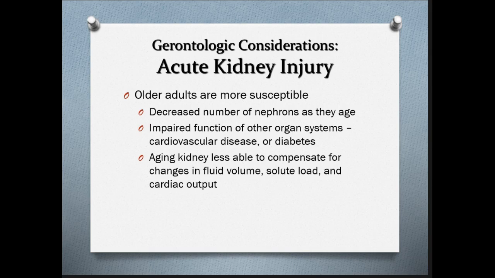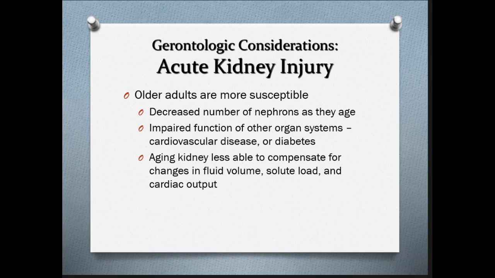Oral phosphorus binding agents such as calcium carbonate or calcium acetate are given to lower serum phosphate levels and normalize serum calcium levels. Phosphate binders such as Renagel may be used as alternatives to calcium-containing products.